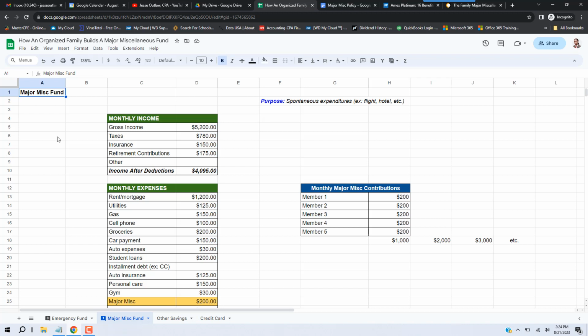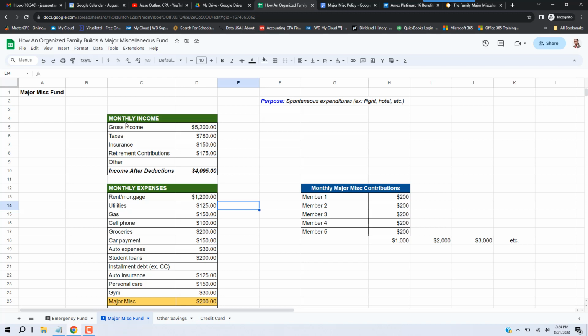So first and foremost, what is the major miscellaneous fund? Basically, the major miscellaneous fund is a pool of money that our family members put together for the purpose of spontaneous expenditures. I need to put that in perspective a little bit. The emergency fund video that I made talks about the money that we have created as a fund for when emergencies show up. This is something different. It is for spontaneous expenditures that may not be included on your budget.